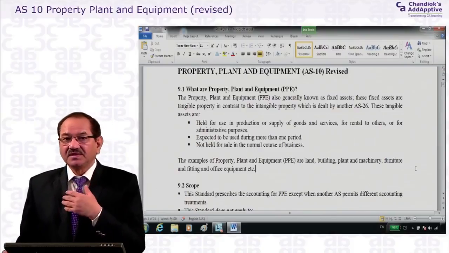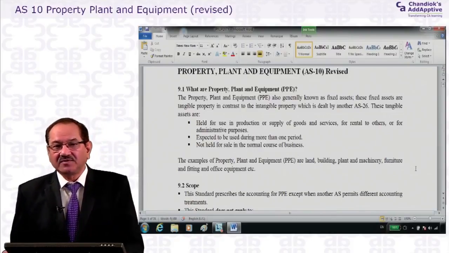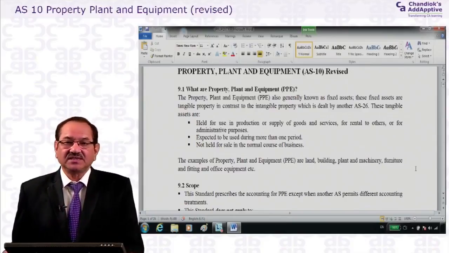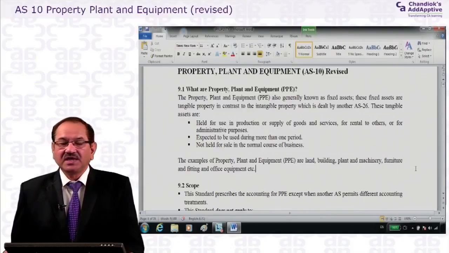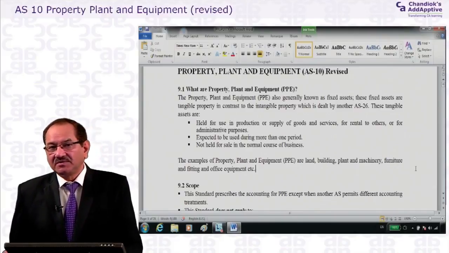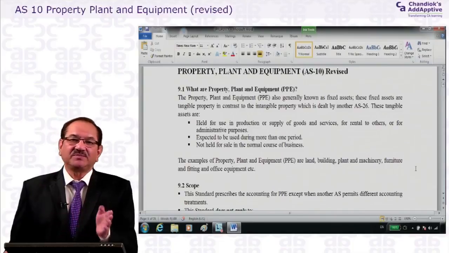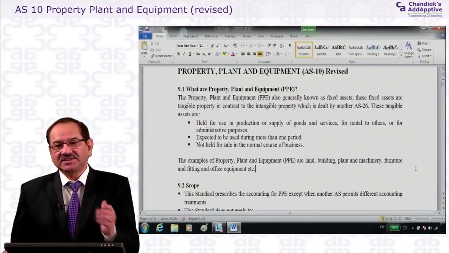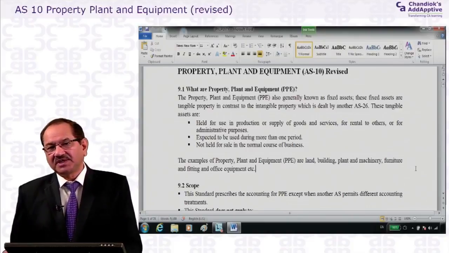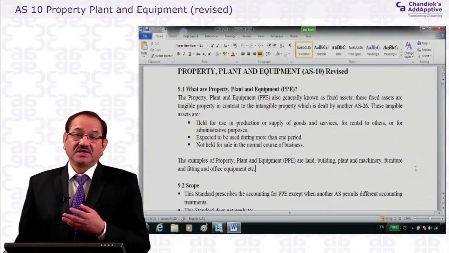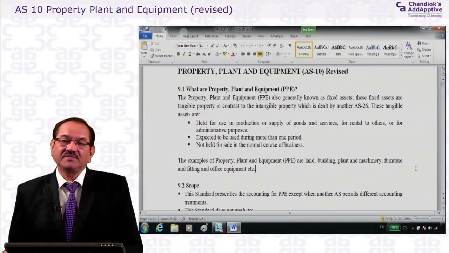Dear students, as you know, I have written a book on the accounting standards, and this book incorporates the revised Accounting Standard 10, that is of property, plant and equipment, and it also includes the guidance note on derivatives. The guidance note on derivatives has been added to the chapter of AS 11 relating to foreign exchange, and Accounting Standard 10 is a separate standard, property, plant and equipment. So these are some of the changes for May 2017.